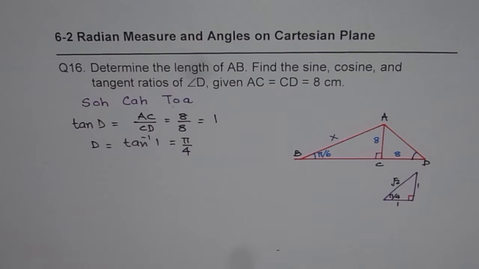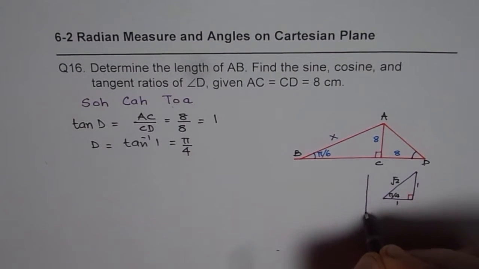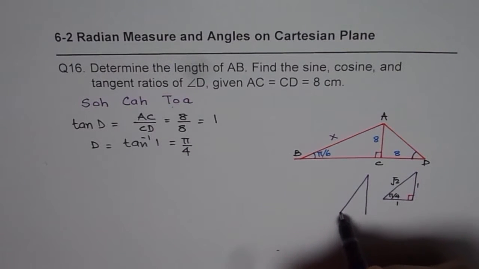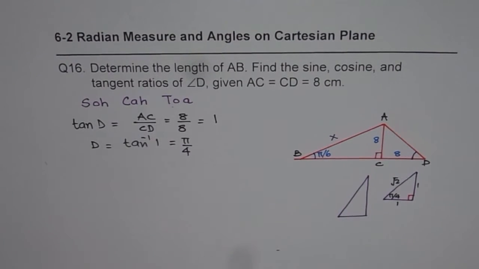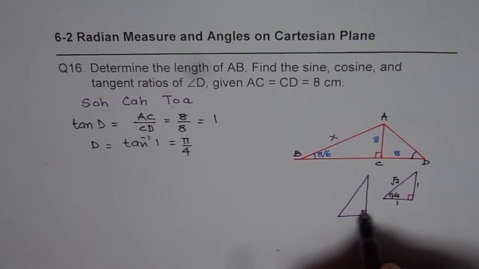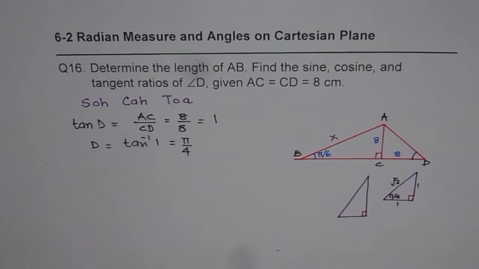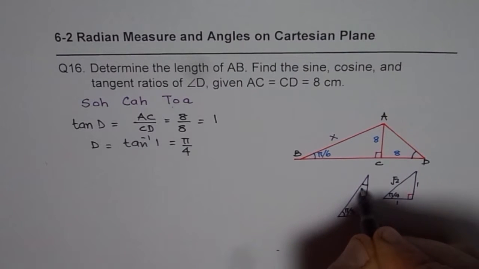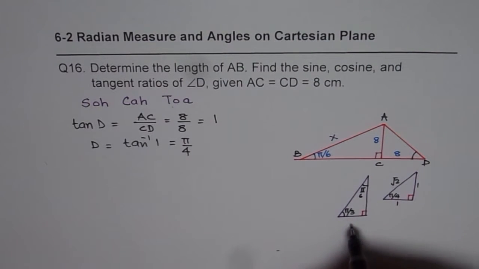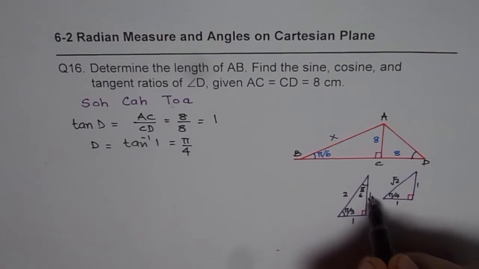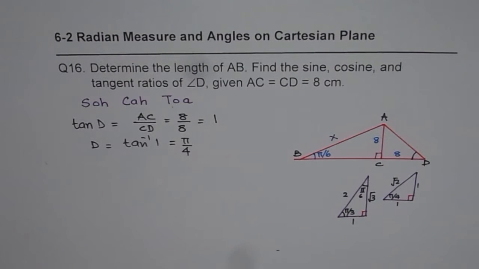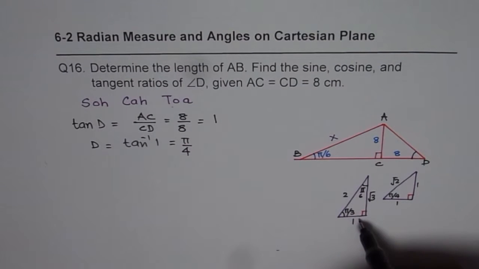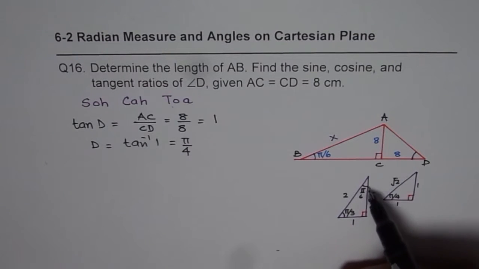Now continuing with special triangles, we have pi by 6 here. So that gives us a suggestion that we could make another special triangle which has pi by 6 in it. So let us say this is our next special triangle, and we have pi by 3, right? Pi by 6. Now the ratios of the sides are 1, 2 and square root of 3, correct?